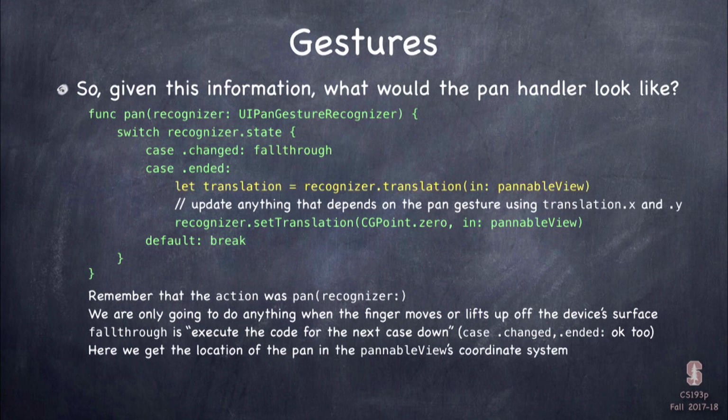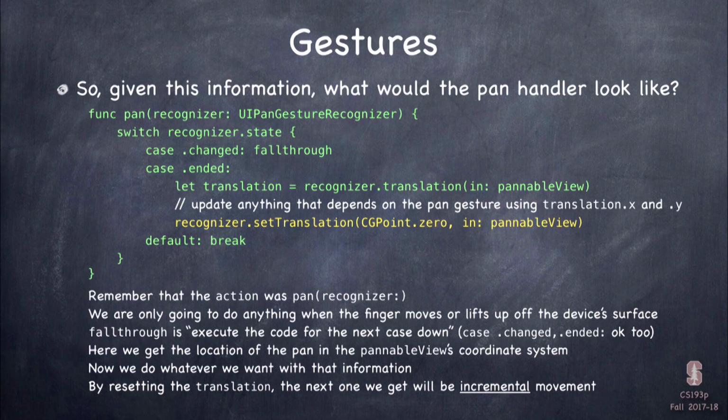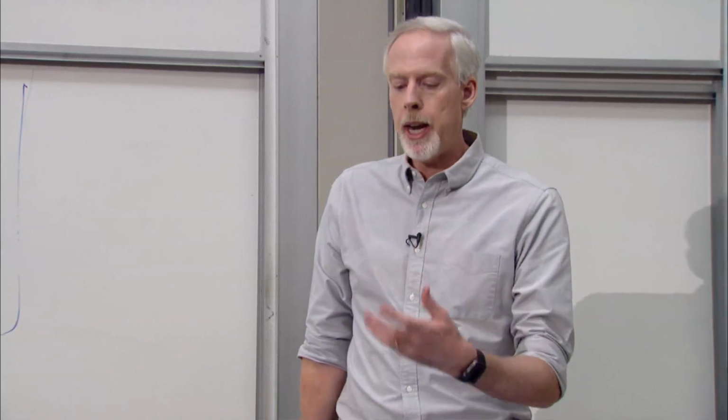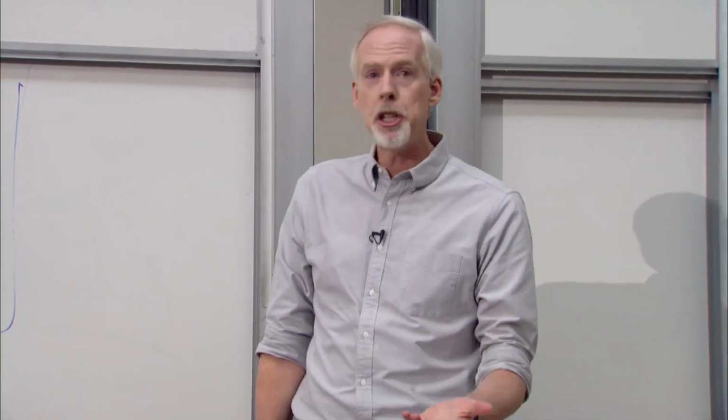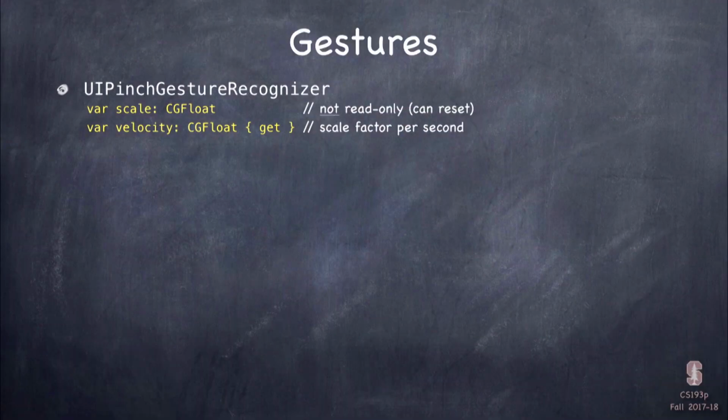So if it's changed or ended, my pan is still moving, or I just finished it, then I'm going to find out where the pan was by calling translation in view on the recognizer. Then I'm going to do something based on where the pan went. Okay? And maybe if I'm looking for incremental pans, I'll reset it back to 0. So the next one will be from 0 and be incremental. Okay? So that's it. Simple to do these handlers. Now, what are some of the concrete handlers besides pan gesture? Well, there's pinch gesture. Its information is the scale.